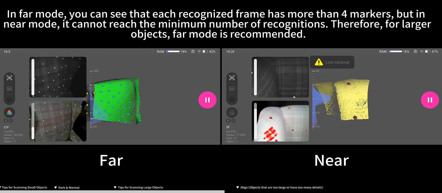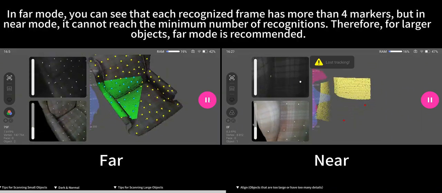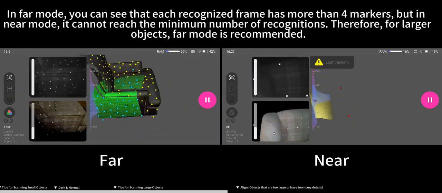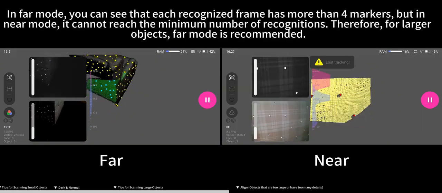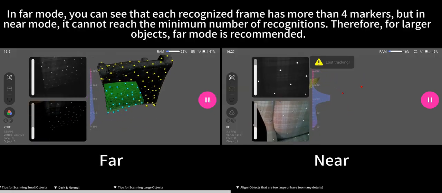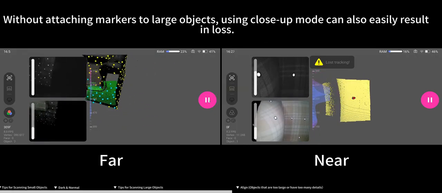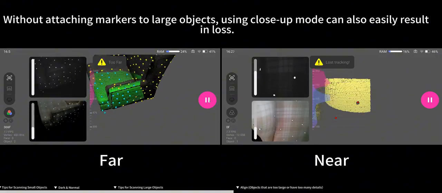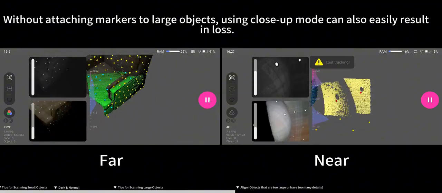In far mode, you can see that each recognized frame has more than 4 markers, but in near mode, it cannot reach the minimum number of recognitions. Therefore, for larger objects, far mode is recommended. Without attaching markers to large objects, using close-up mode can also easily result in loss.